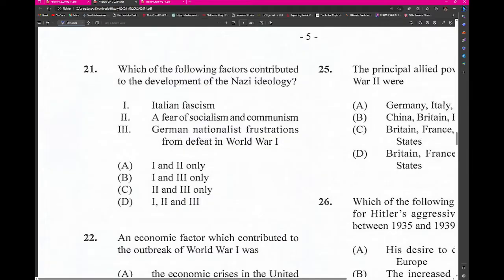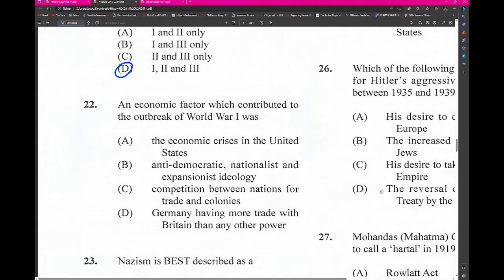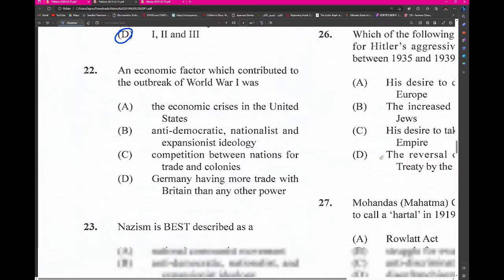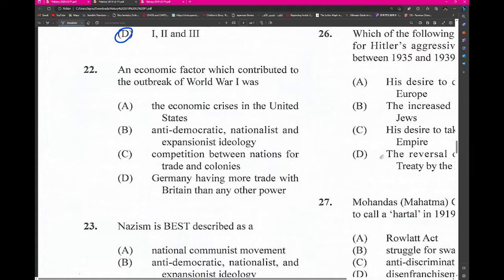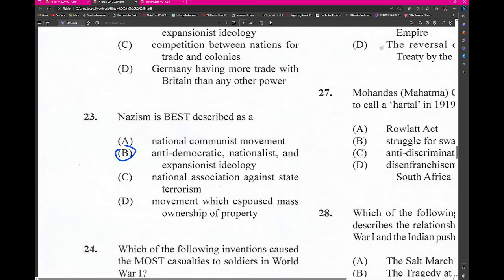So which of the following factors contributed to the development of the Nazi ideology? Italian fascism, the fear of socialism and communism, and German nationalist frustrations after World War I. The economic factor that contributed to the outbreak of World War II was the economic crisis in the United States. Would affect the world. Nazism is best explained as an anti-democratic nationalist. No, it's not anti-democratic. Yes, it is. Anti-democratic nationalist and expansionist ideology.